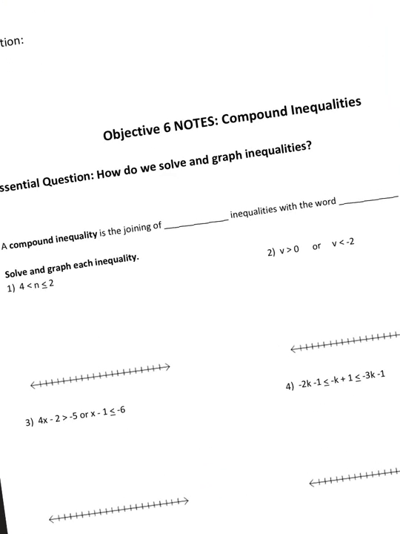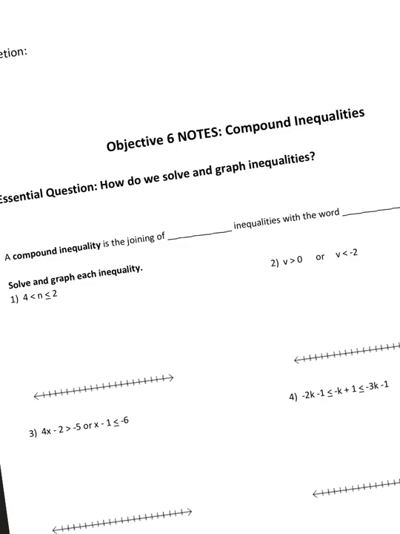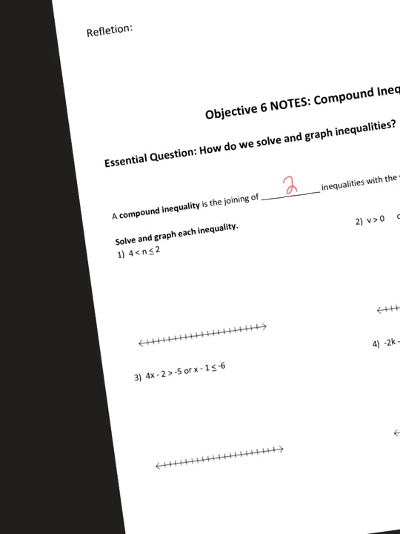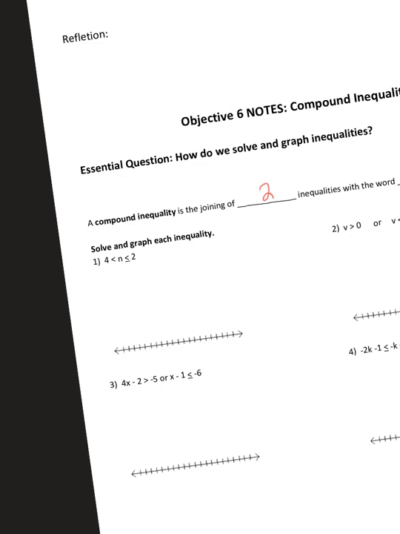So a compound inequality is the joining of two inequalities with the word and, or. Okay. So we're going to take a look at some compound inequalities, and we're going to solve and graph each of them.